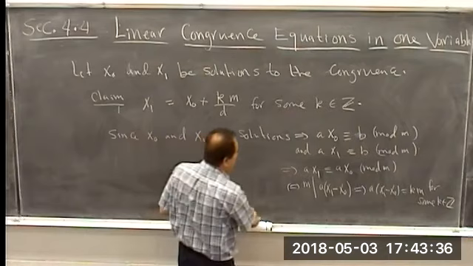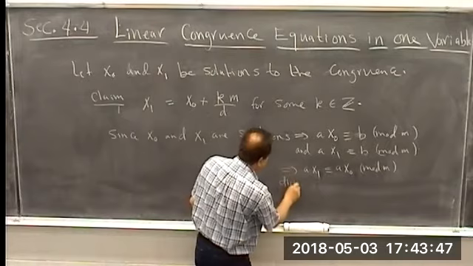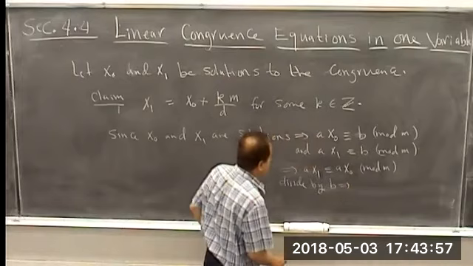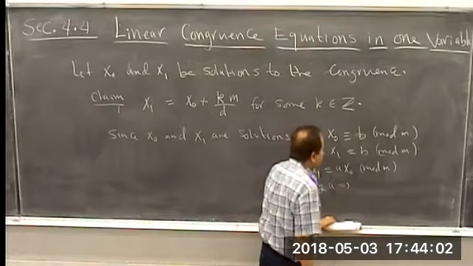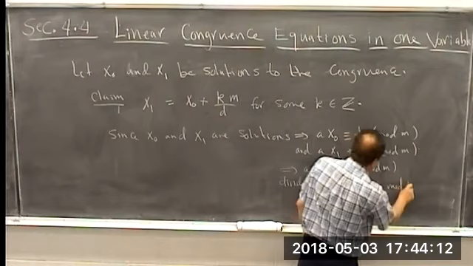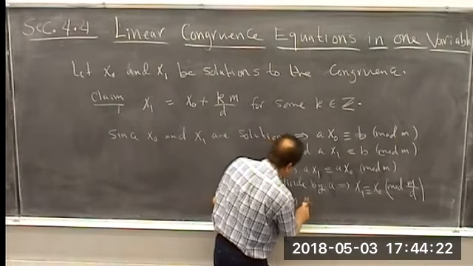Before we go in here, okay, sorry, I wanted to divide by A. I want to cancel the A by A, but when we do this in congruence, remember that we have to adjust the modulus, so this implies that x1 is congruent to x sub 0 mod M over D. We need to get M over D. And this implies that M over D divides x1 minus x sub 0.